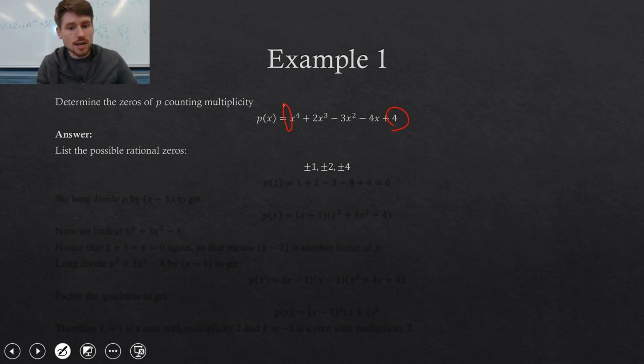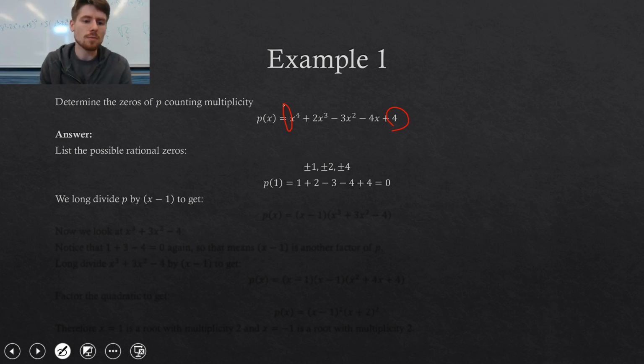After some guess and check, if we plug 1 in, we find that that ends up being a 0. So 1 plus 2 minus 3 minus 4 plus 4 ends up equaling 0. And so we'll do long division. And we're going to long divide out that polynomial by x minus 1. And let's go ahead and do that just for the practice of it.